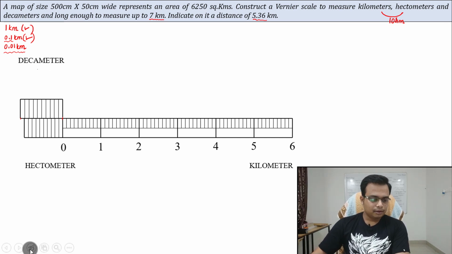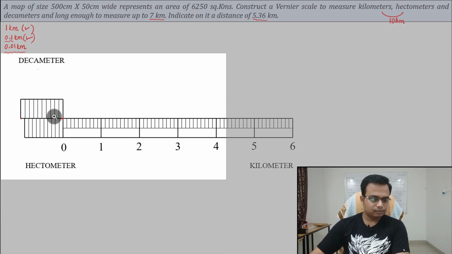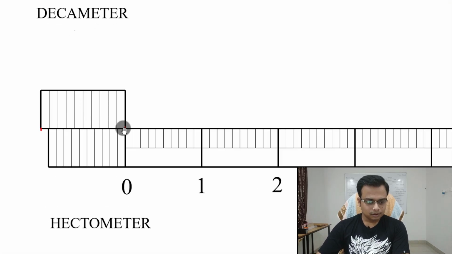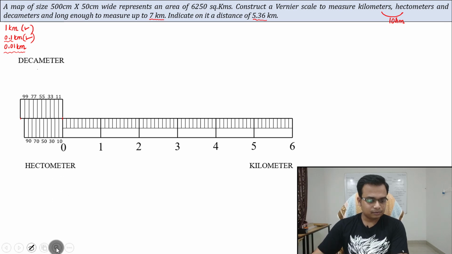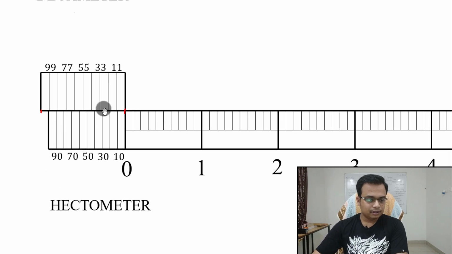Now, let us watch this very carefully. Rather, I should initially write the markings. It's 10, 30, 50, 70, and this is obviously going to be 11, 33, 55, 77, 99. Now this small division over here is representing 0.1 kilometer. This is 0.1 kilometer and this is 0.11 kilometer, such that the difference between 0.11 and 0.1 is going to be 0.01.